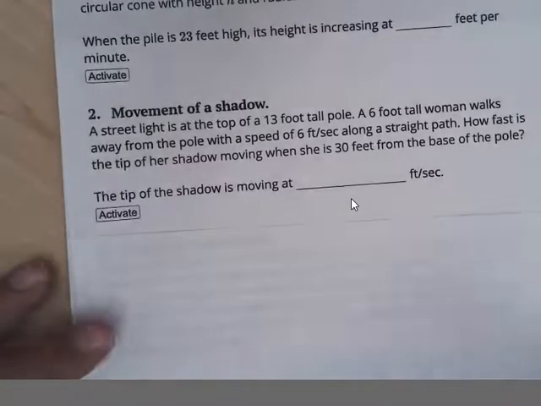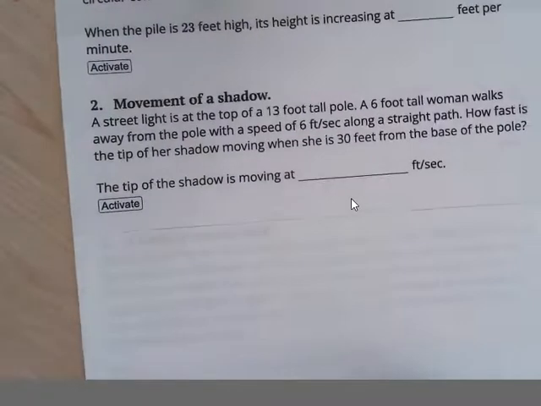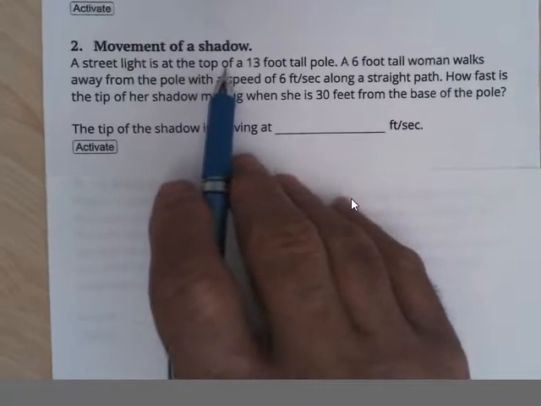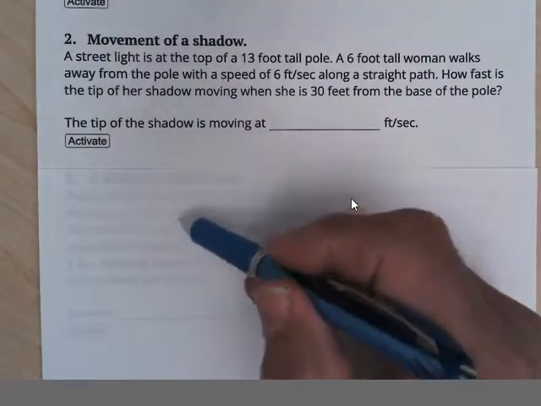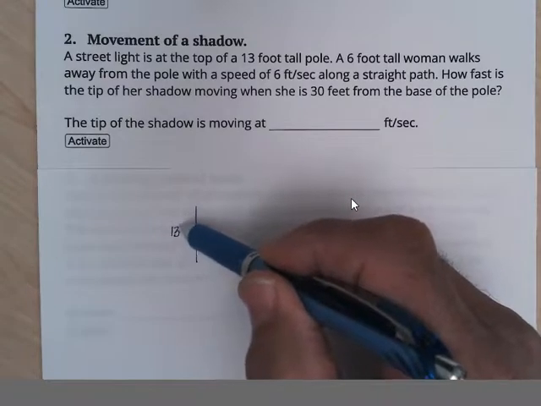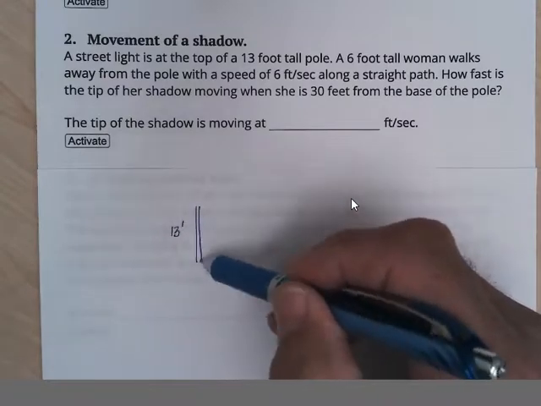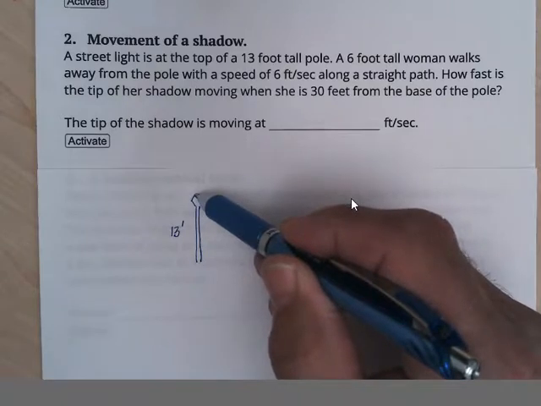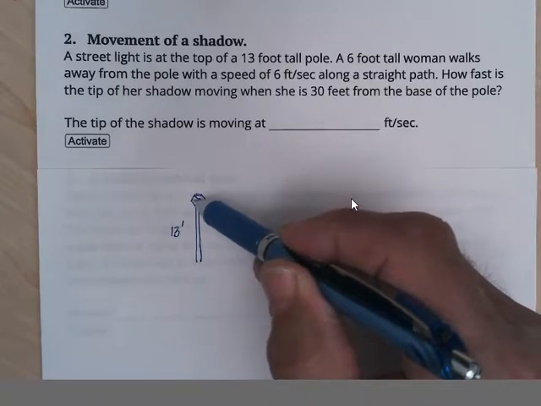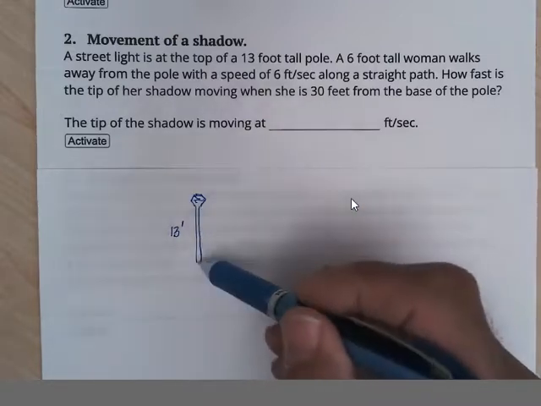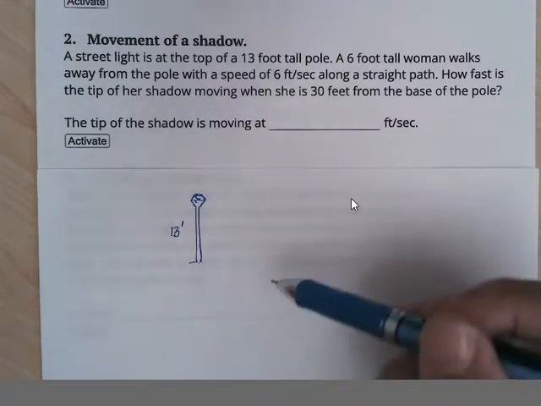Number 2. A street light is at the top of a 13-foot tall pole. So I'm going to make a pole here, say it's 13 feet, and there's a light, some sort of light up here. 13-foot pole, so that's not changing, so I can use that number.